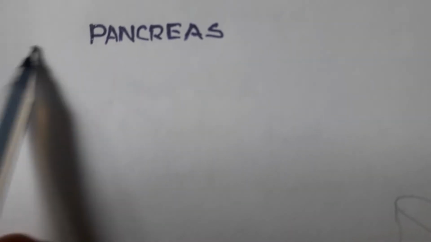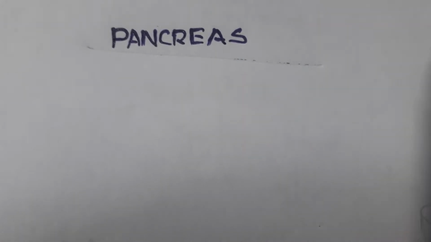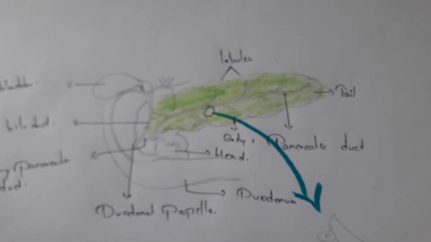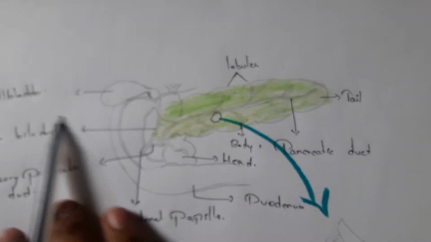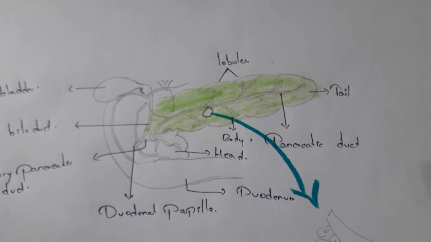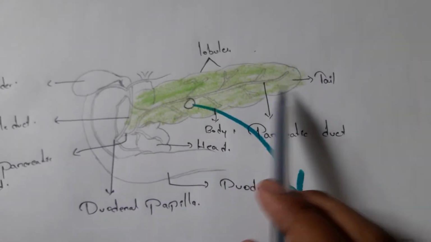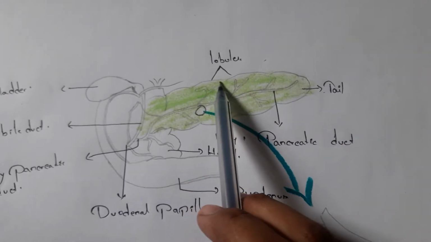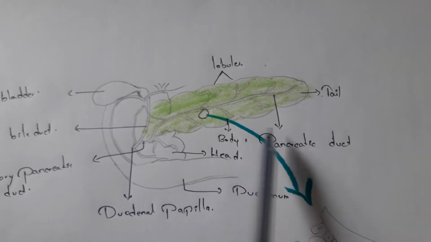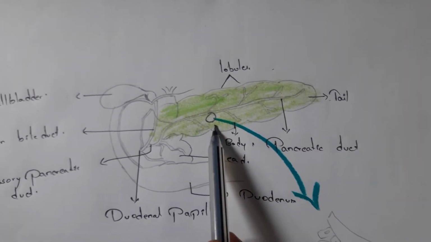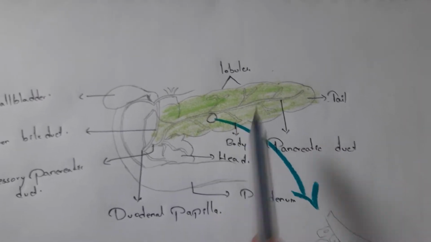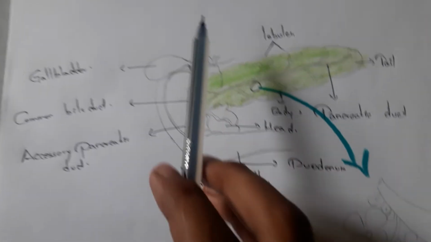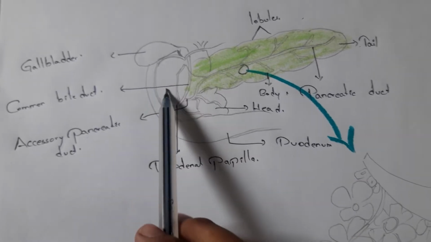Today our topic is about the pancreas. We are very interested in it. Let us see. As you are seeing, this is the structure of the pancreas, and let us see its parts. This is the tail part, the pancreatic duct, these are lobules, this is the body, and this is the head part. Some of the parts attached to the pancreas are the gallbladder and the common bile duct.